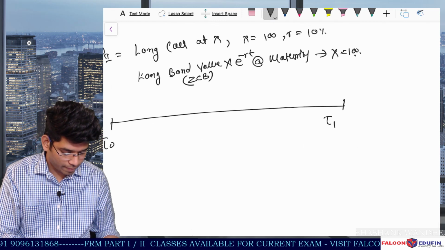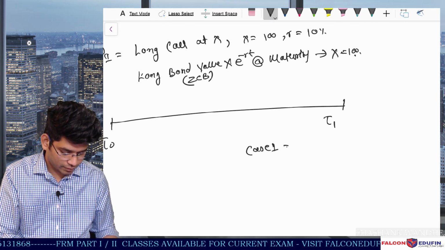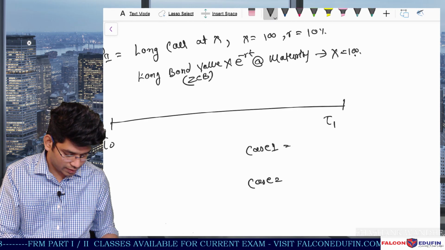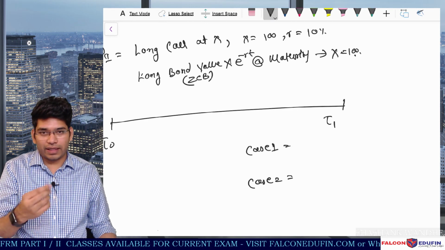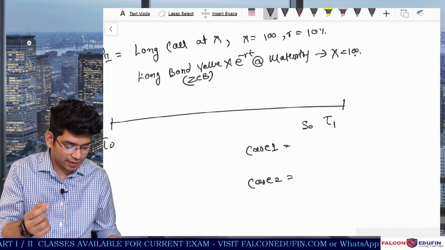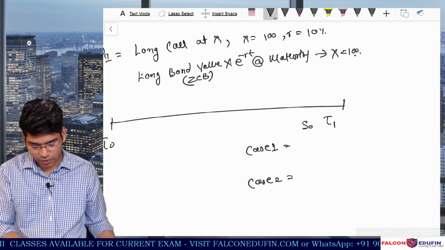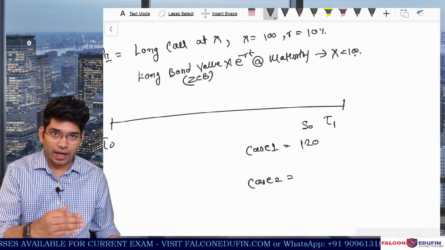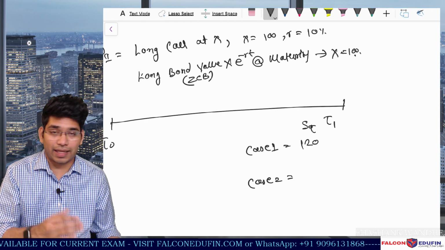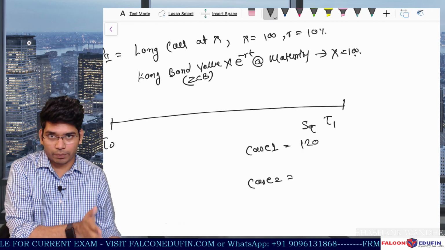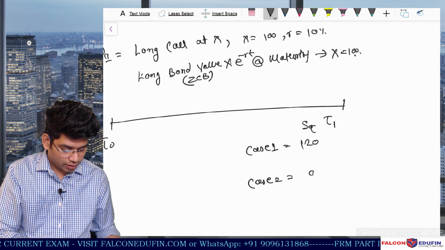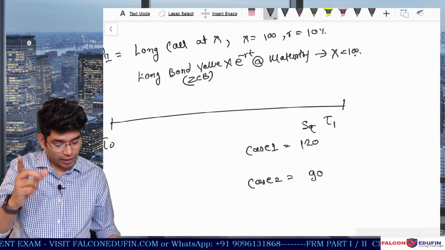So case 1 and then case 2. In case 1 we will take it as if the option is exercised, and in case 2 we will let the option lapse. So in case 1, say the underlying is 120, this is ST because now it is at the period T, and in case 2 it is 90. So 120, 90.